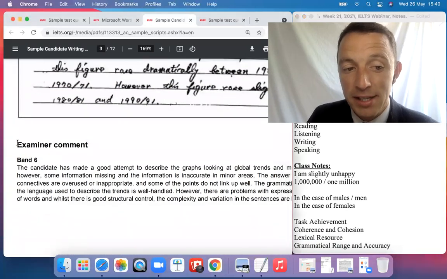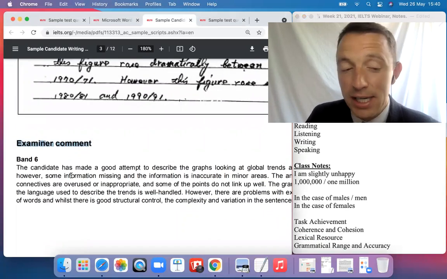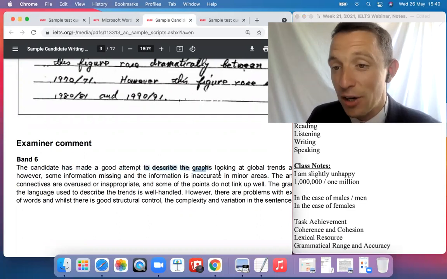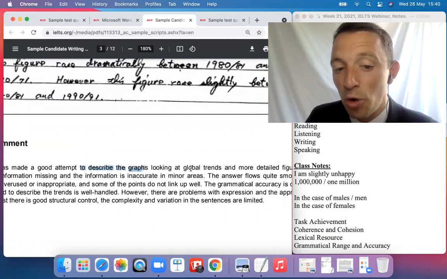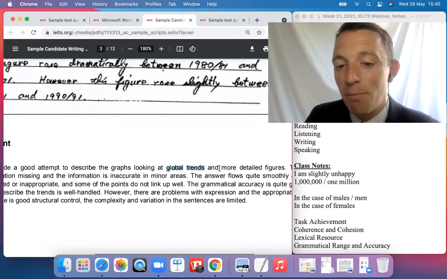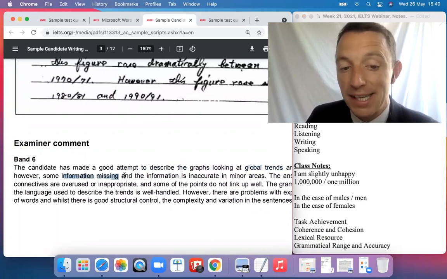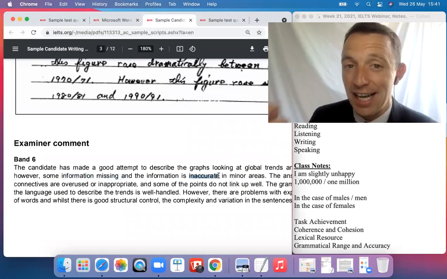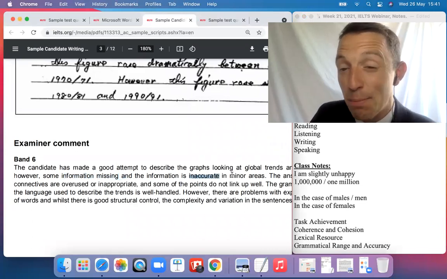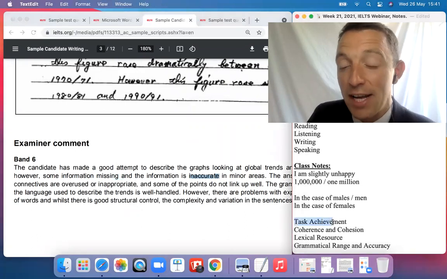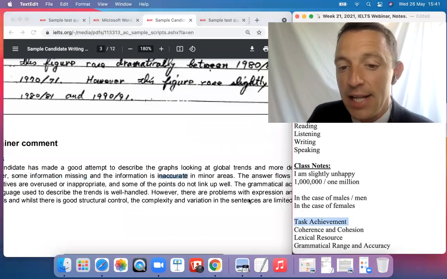So this is the comment from the examiner, and it's an interesting opinion. The candidate has made a good attempt to describe the graphs, looking at global trends or big ideas and more detailed figures. So I agree, it's a good effort. There is, however, some information missing, and some information is inaccurate. According to the examiner, there's some information missing, and that's probably in relation to task achievement.